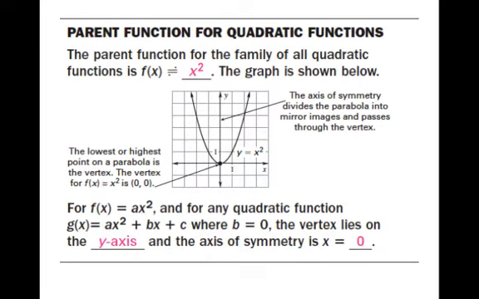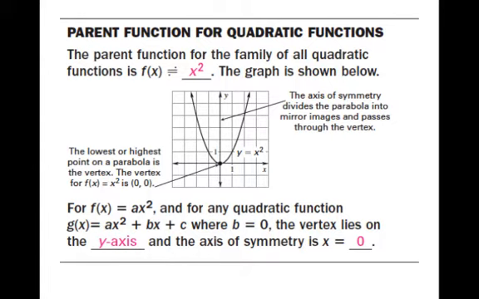The parent function for quadratics is the function f of x equals x squared. The graph is shown below. You can see it's a nice little curve. Y'all should be familiar with parabolas from your prior math courses. The lowest point on a parabola is the vertex. It could also be the highest point. In this case, it's the lowest. The vertex for f of x equals x squared is 0, 0. You can see there the graph passes through 0, 0 and then turns.